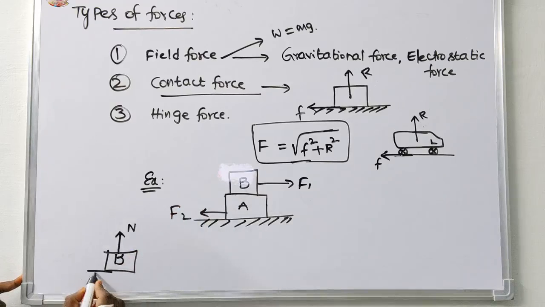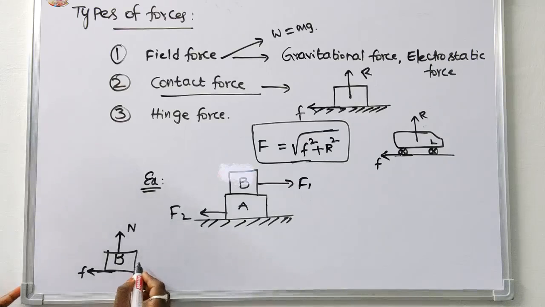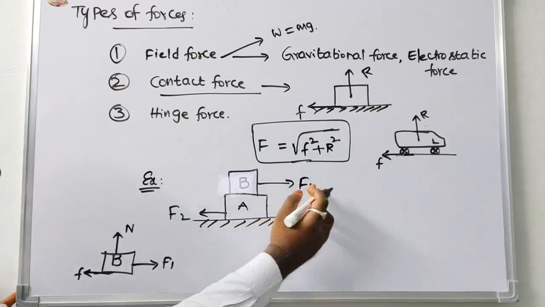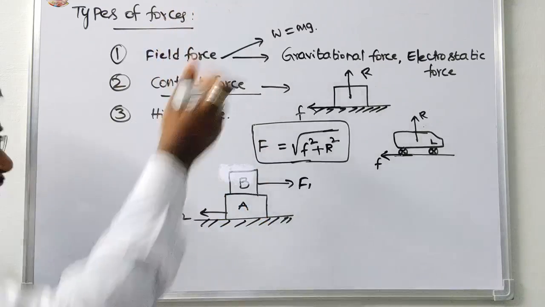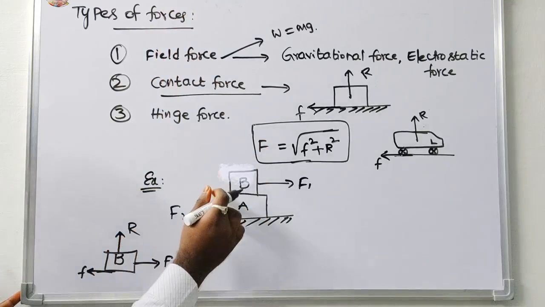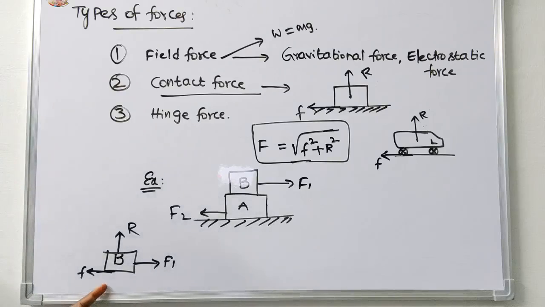The frictional force is acting opposite to the direction of the applied force. F1 is acting in the forward direction and the normal force is acting upward, that is the reaction force R, and the frictional force is acting opposite to the direction of the applied force. This is the free body diagram of block B.